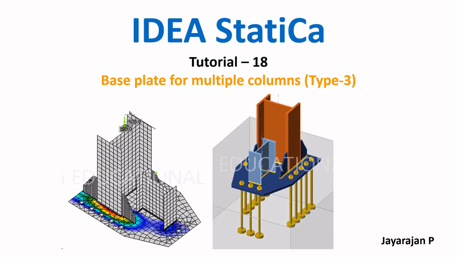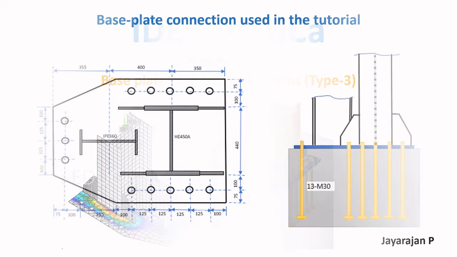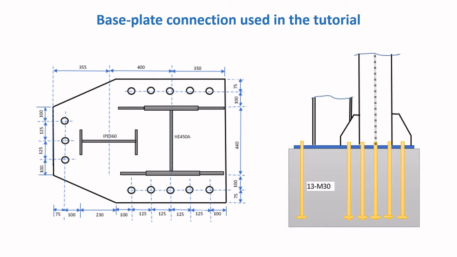Here I will demonstrate the modeling and analysis of a base plate which essentially supports two rolled steel columns. The columns are subjected to axial loads, shear and bending moment. The geometry of base plate used is shown here. The code checks are performed for three load combinations for each of the components, namely base plate, anchor bolts, and concrete. So let us start Idea Statica tutorial number 18.